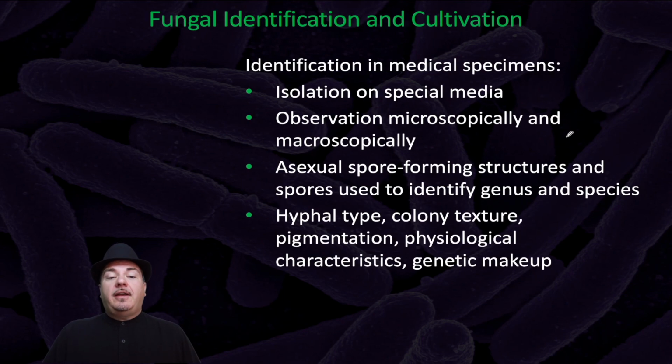So how do we identify and cultivate fungi? Identification in medical specimens can be performed by isolation on special media, observation microscopically and macroscopically, asexual spore-forming structures and spores used to identify genus and species, and hyphal type, colony texture, pigmentation, physiological characteristics, and genetic makeup. These are all methods we can use to identify which species the fungi is.